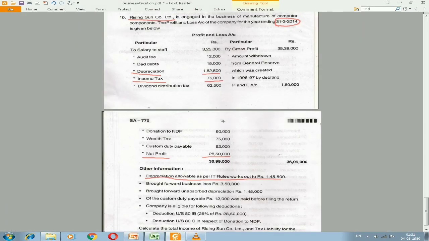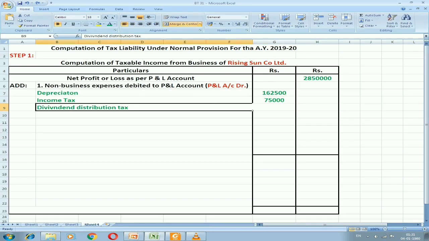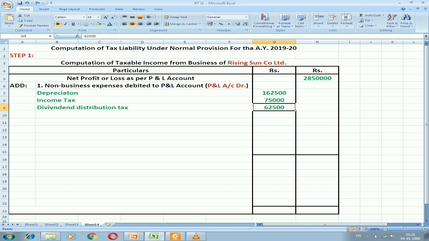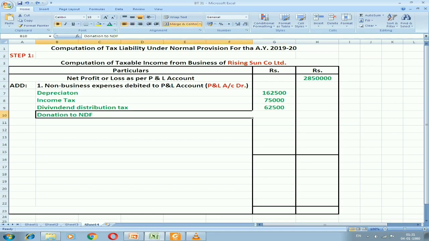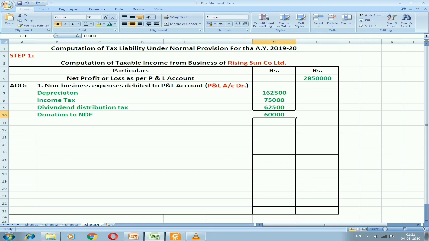Next we have a dividend distribution tax. This is also related to non-business, as it is the tax paid on the dividends which will be paid to shareholders. That is also an amount of rupees 62,500. Next we have a donation to NDF. As the donation amount of rupees 60,000, it is also non-business. Donation to NDF 60,000.